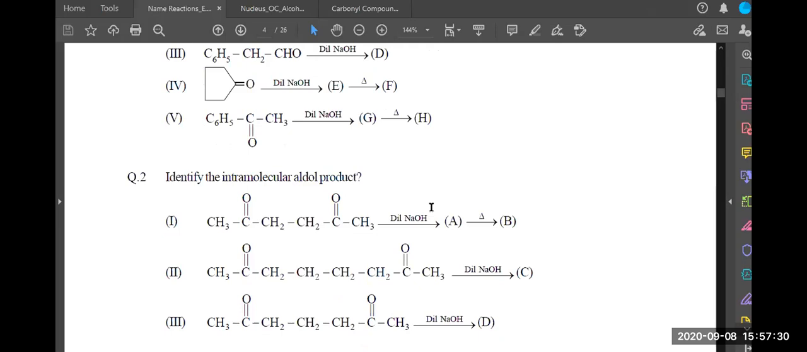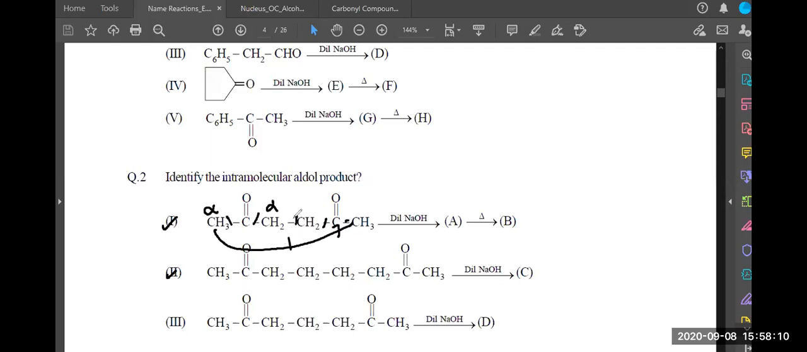Now, I'll just explain this with example number 1. You may ask, sir, we have alpha hydrogen here also. Since it is symmetrical, it doesn't matter whether I take this or this. So which of the two alpha hydrogens should I remove? That depends on the ring size. In question 1, obviously you will remove this, and it will attack here, so the ring size will be 1, 2, 3, 4, and 5. A 5-membered ring.